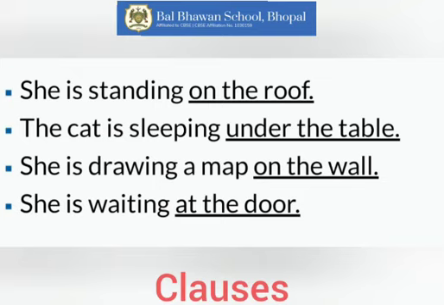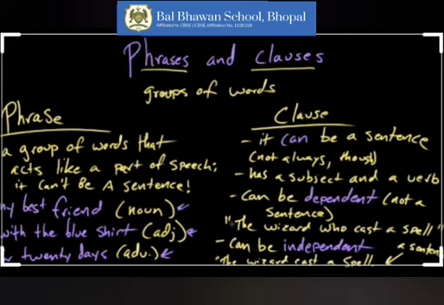She is drawing a map. She is drawing a map is also a complete sentence. She is writing. It makes complete sense. But we made it a longer sentence by adding some more words and phrases to it. So, a sentence can have a clause and a phrase. So, a sentence carries words, clauses, and phrases.